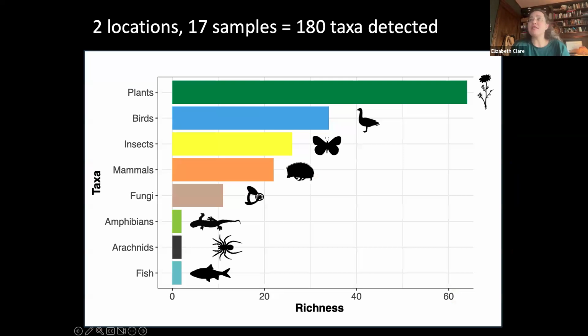From only 17 little pieces of paper, we found and recorded the presence of 180 different taxonomic groups: dozens of plants, birds, insects, mammals, fungi, amphibians, spiders, even a couple of fish from the area where we think there's a big bunch of sand that gets aerosolized.